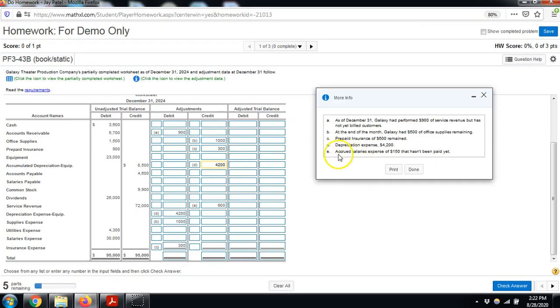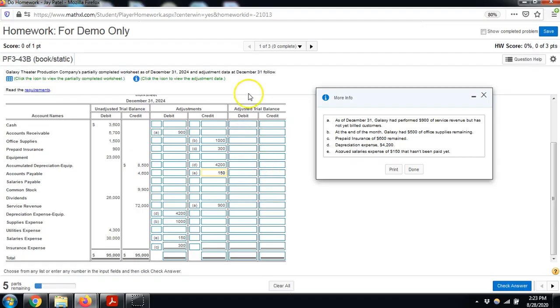And then finally we have accrued salary expense of $150 that has not been paid yet. That means we're going to have to increase our salary expense. We had $30,000 in our unadjusted trial balance. This adjusting entry wants us to accrue another $150. And it has not yet been paid, so we have a payable here. Remember, it's a liability, credit normal, so we add that liability here.